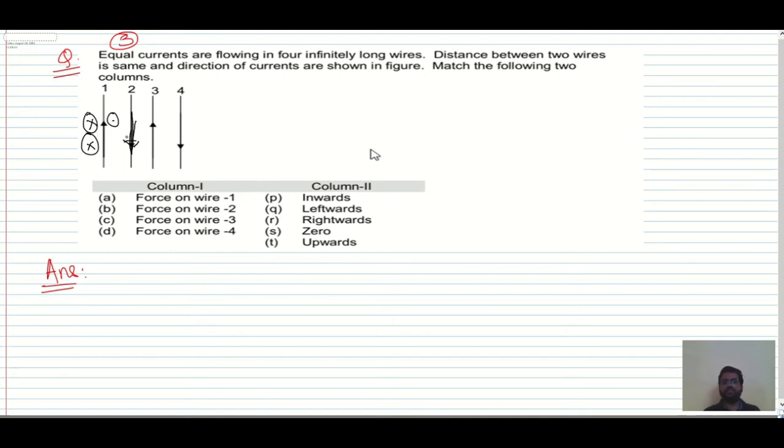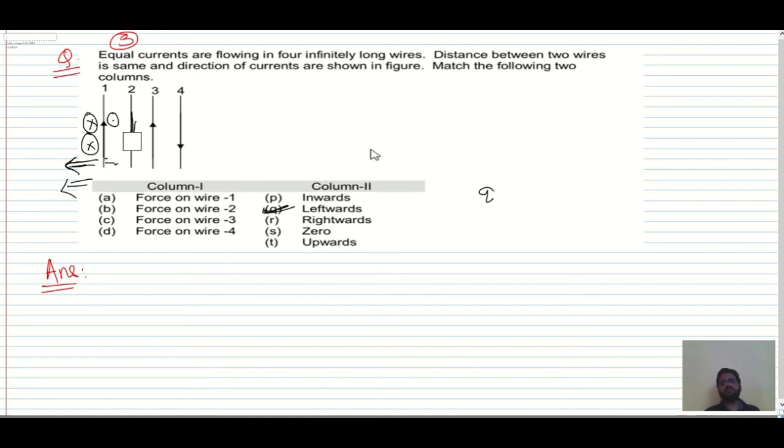So due to this conductor, inside magnetic field indicates what? The magnetic force will be in this direction, that is repulsion. Due to this one, we have attraction. Due to this one, we have repulsion. It is leftwards, we can say. Then force on wire 2. So the first one we have Q. Then force on wire 2, this one.